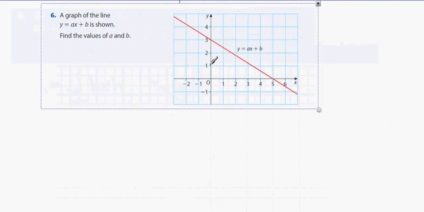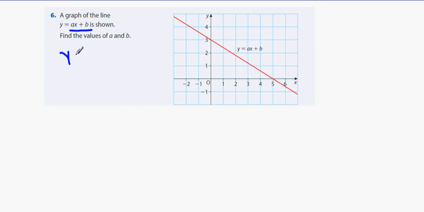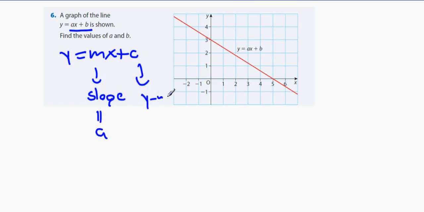Now, next question. The graph shown is a line y equals ax plus b as shown. It's basically the same thing as y equals mx plus c. Find the values of a and b. Basically the slope is a. Slope equals a. And y-intercept is c, which also equals b. Now the y-intercept is 3, so this means c equals 3, but in this question it's called b, so b equals 3.